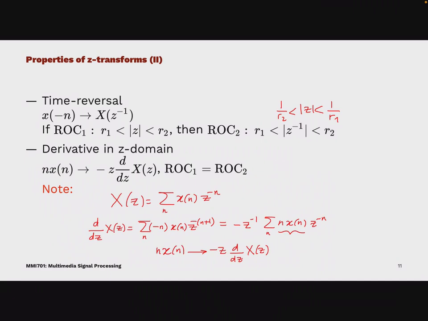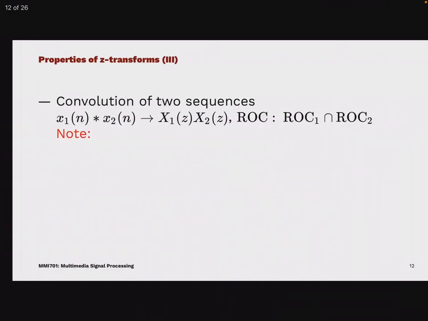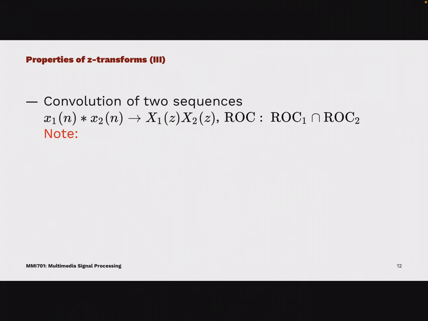Now let's have a look at the convolution of two sequences. We have x1 of n and x2 of n. We convolve them, and the Z transform is the product of two Z transforms, X1 of z and X2 of z. And the region of convergence will obviously be the intersection of region of convergence 1 and region of convergence 2.